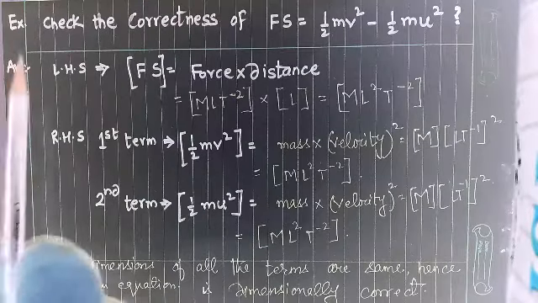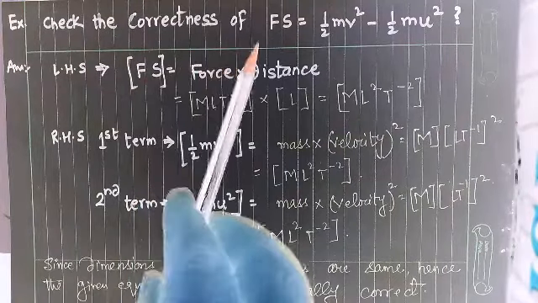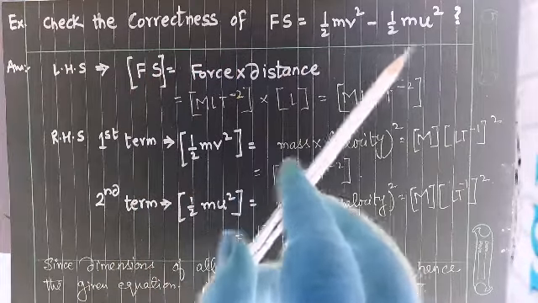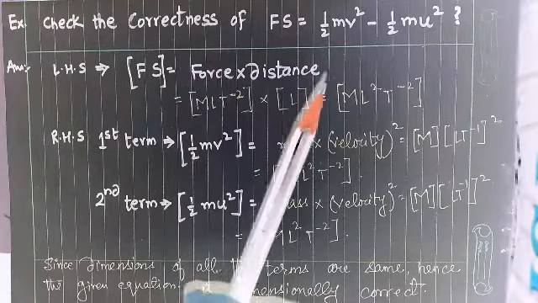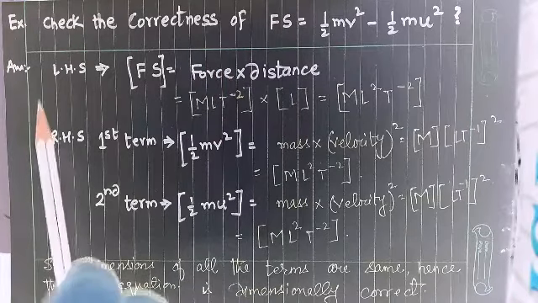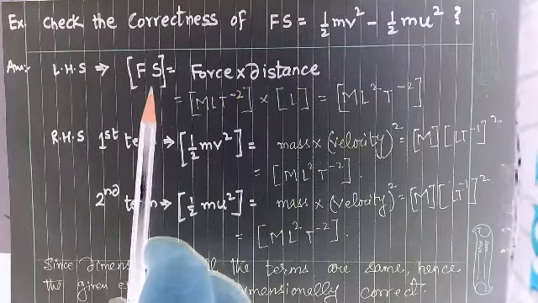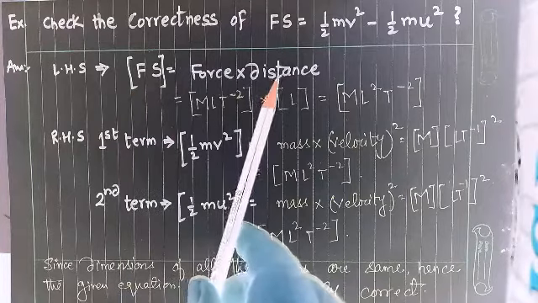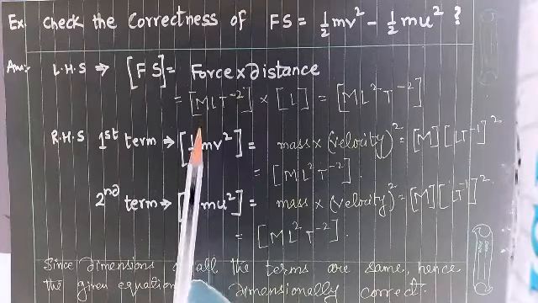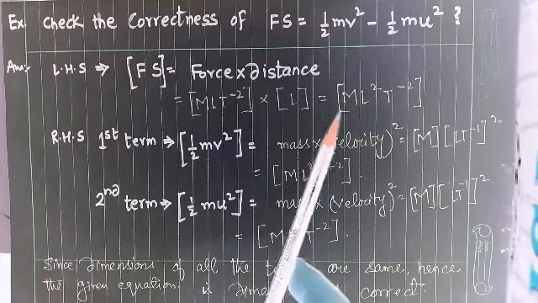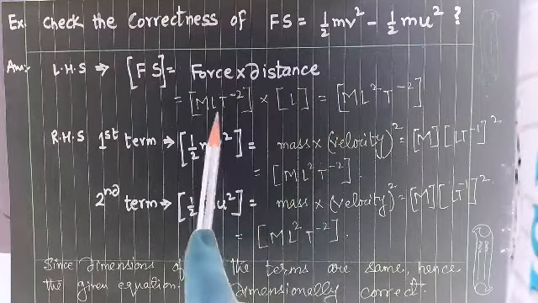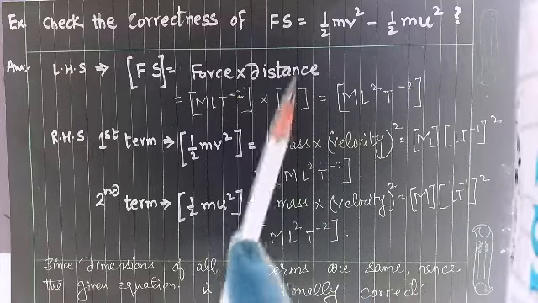Next we have, check the correctness of Fs equal to half mv square minus half mu square. This you have learnt in your 9th, work energy theorem. Now left hand side is Fs. F force, S distance. So force having the dimensions M L T minus 2 into distance having dimensions L. So we are left with M L square T minus 2.